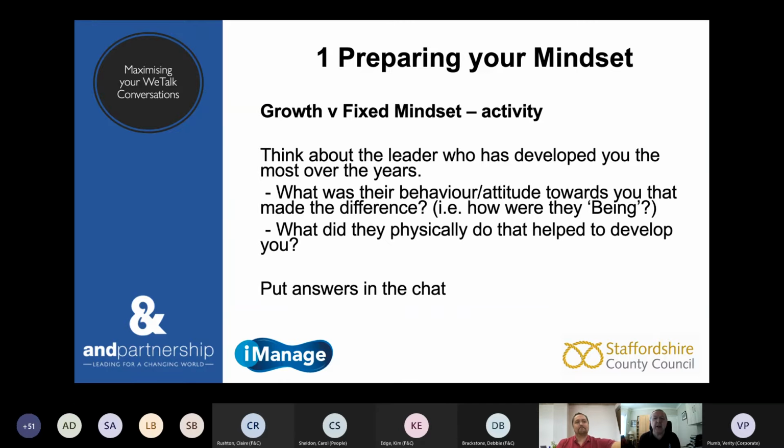So in other words, how were they being? And what did they physically do that helped to develop you? Just pop your answers in the chat if you would for us. What was their behavior or attitude towards you that made the difference? How were they being? And what did they physically do that helped to develop you? Then I'll ask Lee, my colleague, to come in and tell us some of the things as they come through in the chat.